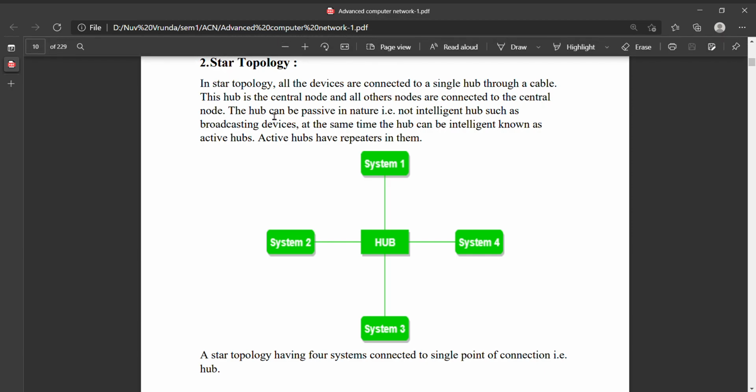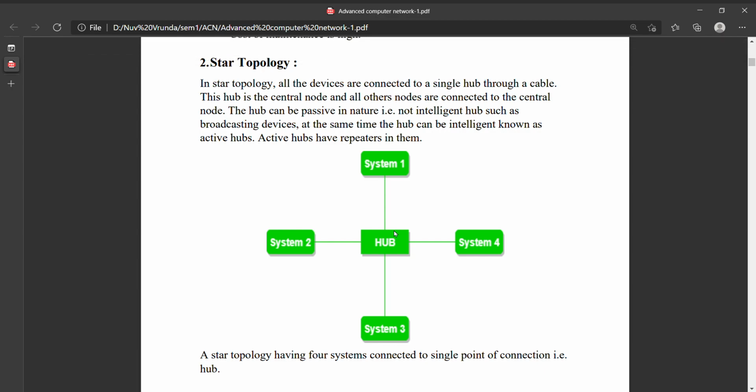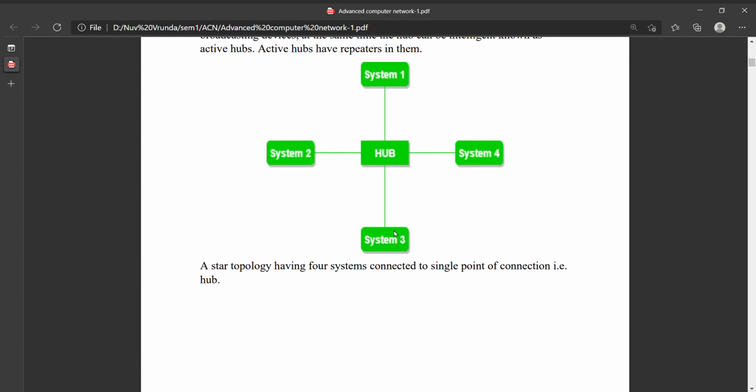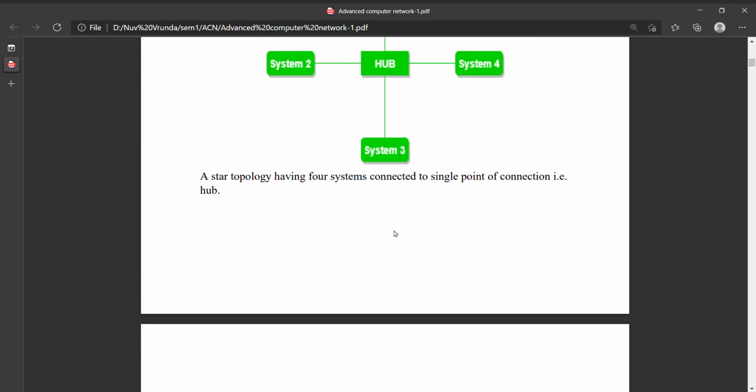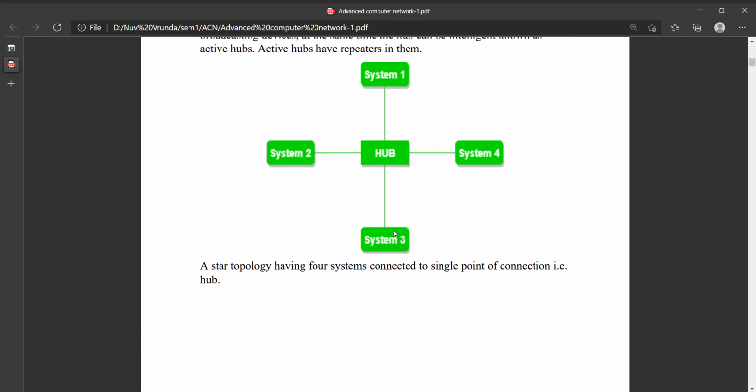The hub can be passive in nature, not an intelligent hub, such as a broadcasting device. At the same time, the hub can be intelligent, known as an active hub. Active hubs have repeaters in them. Every system is connected with only one hub, so we call it a star topology. Star topology has four systems connected to a single point, as shown in the figure.